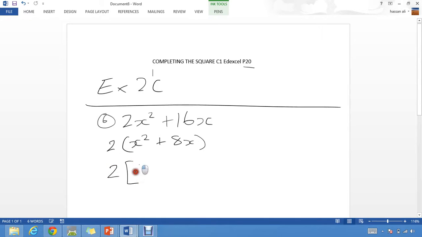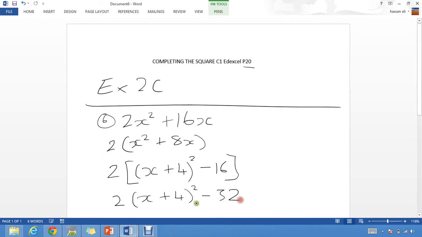Put the square bracket there. Remember, we divide this by 2, you don't include the x, you square it. You take away the square of this number, which will be 16, and then you can close the bracket. Right now I can't multiply this 2 with this x plus 4, because there's a double bracket here, but I can multiply it by the minus 16. So if we open up the bracket again, minus 16 times 2 will be 32. So that'll be my answer for that.